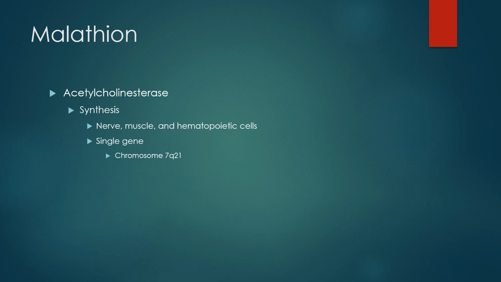Acetylcholinesterase is synthesized in nerve, muscle, and hematopoietic cells. It's expressed from a single gene, on chromosome 7.